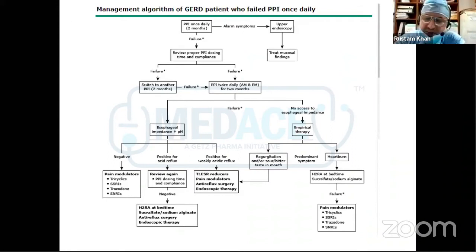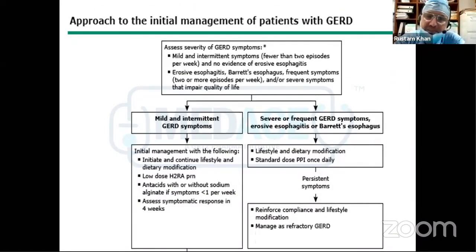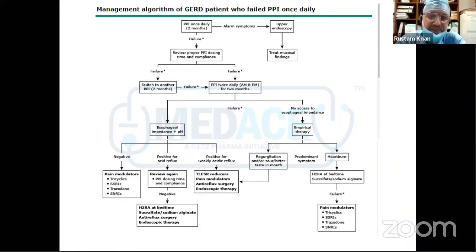Lifestyle and dietary modification is also always important. And in this patient, a PPI is started with a once daily dose. If symptoms persist, reinforce compliance and lifestyle modification. And if the patient is still symptomatic, then this is refractory GERD and you should go to another algorithm.